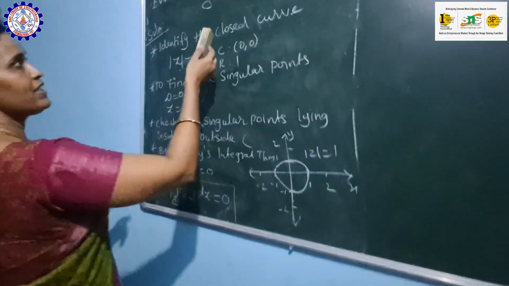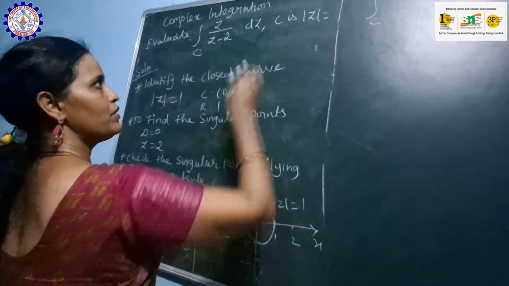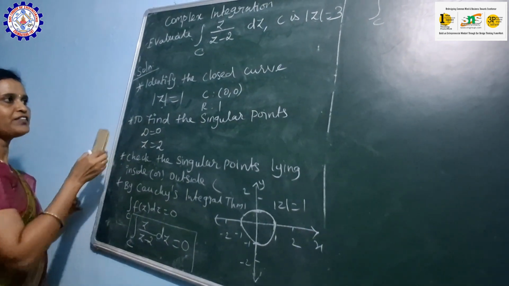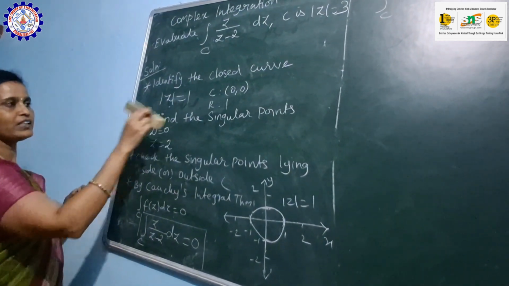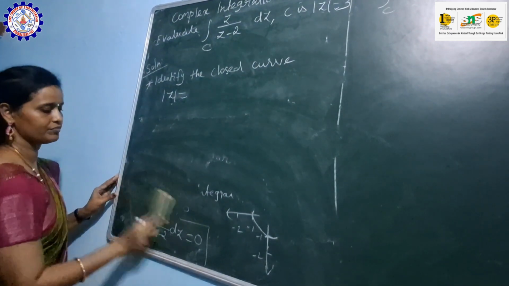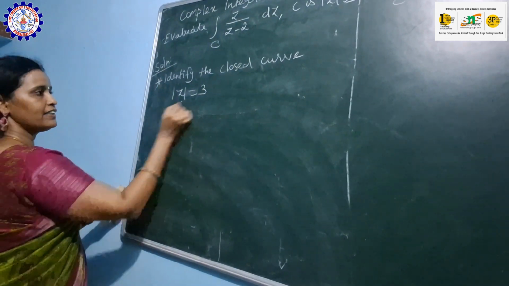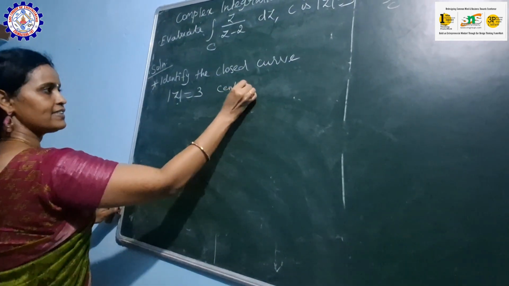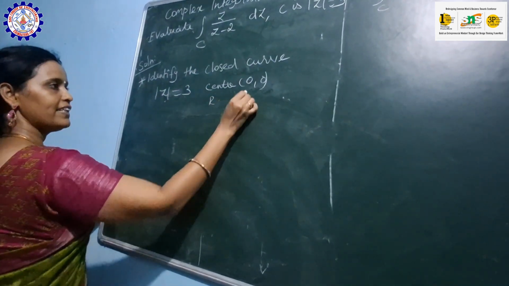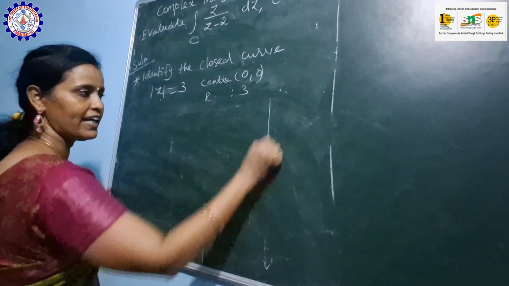So next problem. Evaluate the integral of z divided by z minus 2 dz, where mod z is equal to 3. First step, identify the closed curve. Here mod z is equal to 3, and our center is (0, 0) and the radius is 3. The right-hand side value is 3, so the radius is 3. Now draw the diagram.